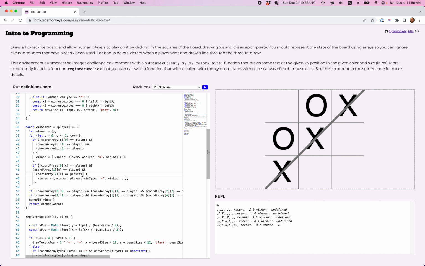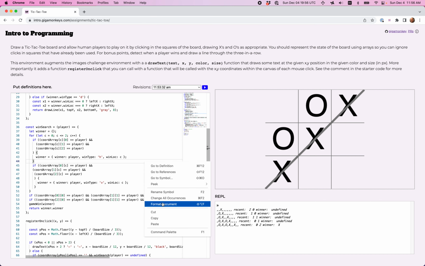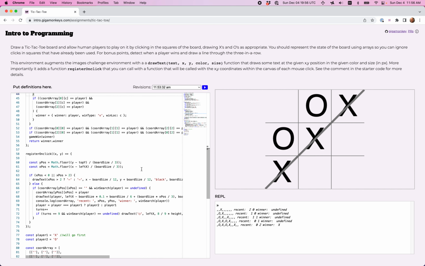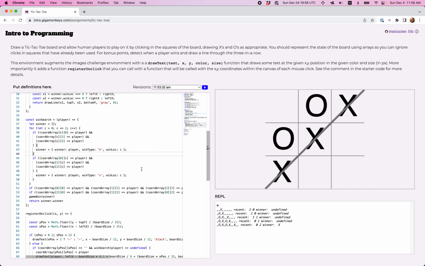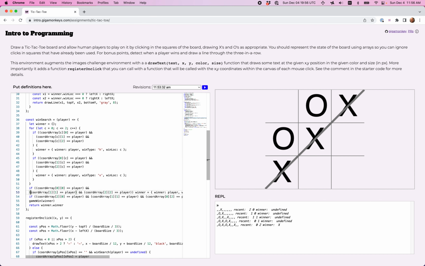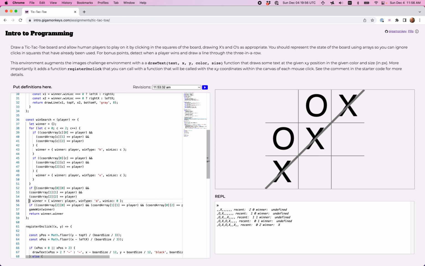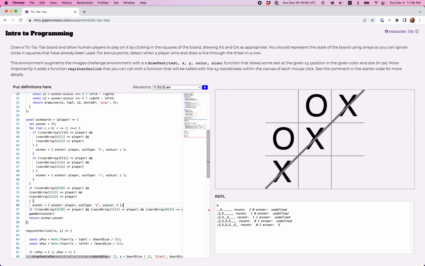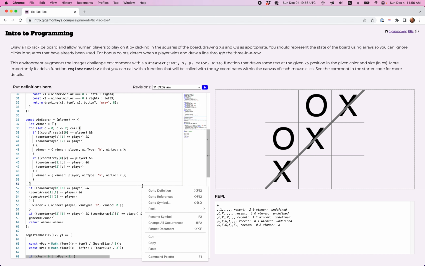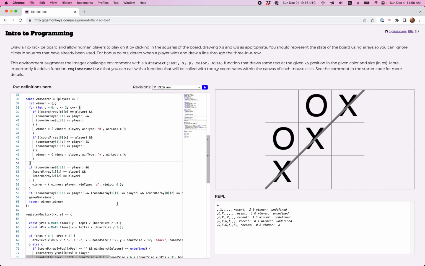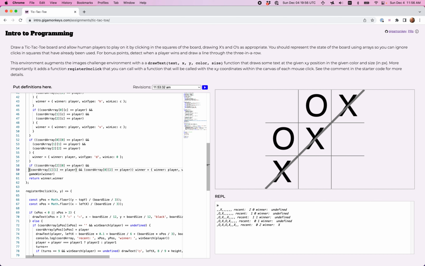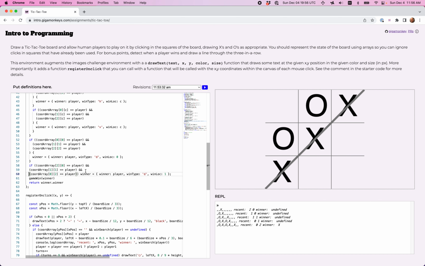And I'll break that there. Format. And then this, this, this. Format document. This, this.